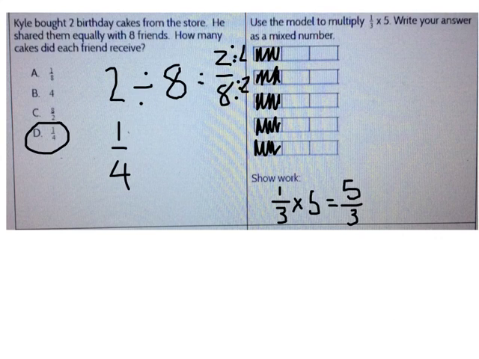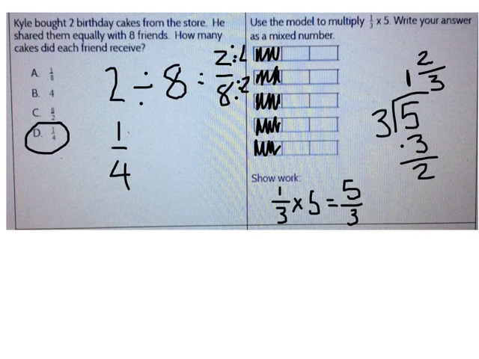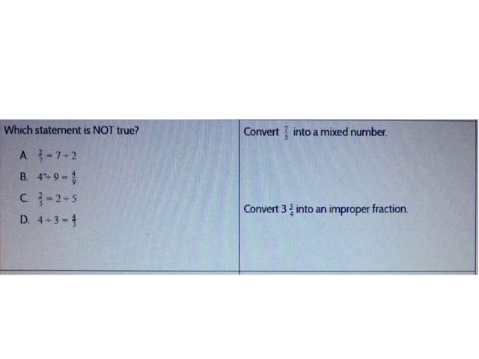Now I need to change it into a mixed number. Remember, to change into a mixed number, I can divide the numerator by the denominator. When I write it as a mixed number, what's my result? Well, 3 goes into 5 one time, with 2 left over, so my answer is 1 2/3. Let's look at the next question. Which statement is not true? The correct answer here is A. 2/7 would equal 2 divided by 7. 7/2 would equal 7 divided by 2.